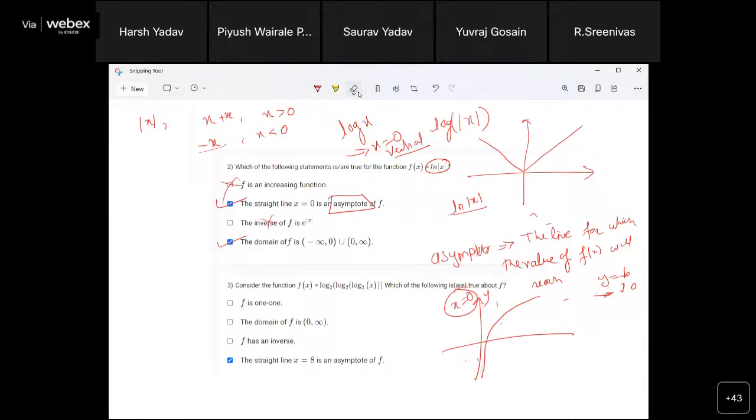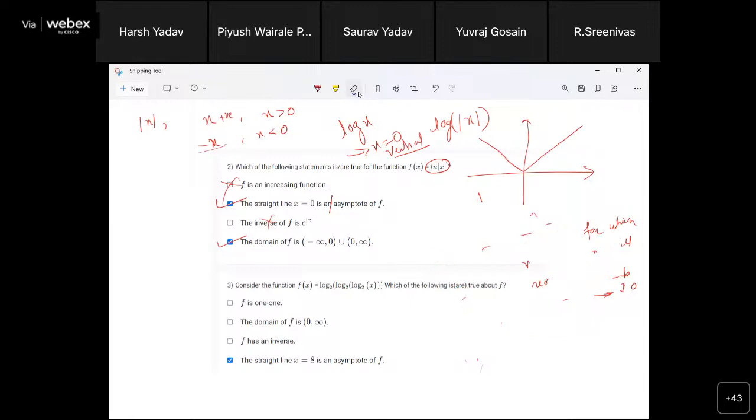Now, third question, right? This is the function, and which of the following is true. Log of x is a 1-to-1 function, we have discussed that. And if it is 1-to-1, then it has an inverse also. The value will be in the real numbers only, from 0 to infinity, and it is 1-to-1. So this is correct, and it means it will have an inverse also. So this is not correct.